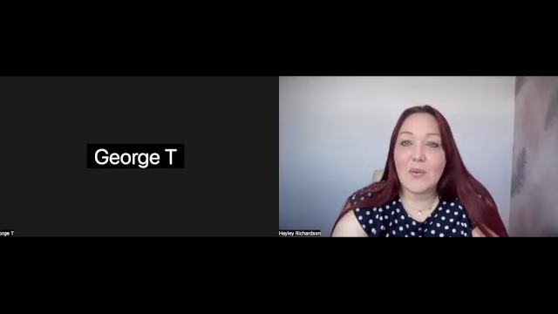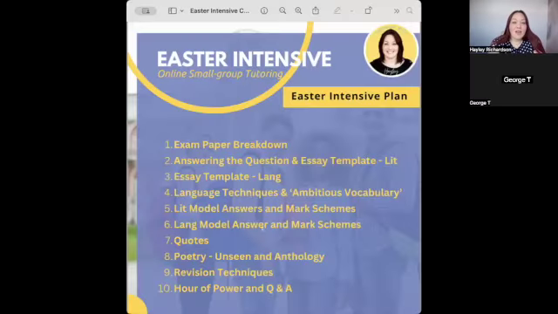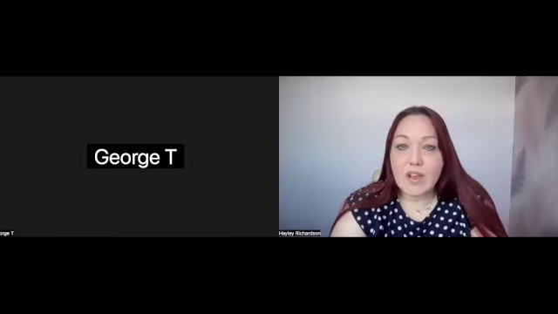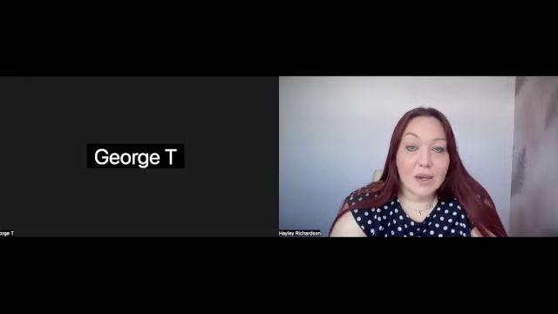Today we are looking at language techniques and ambitious vocabulary, and literature model answers and mark schemes. So, going on to our language techniques.